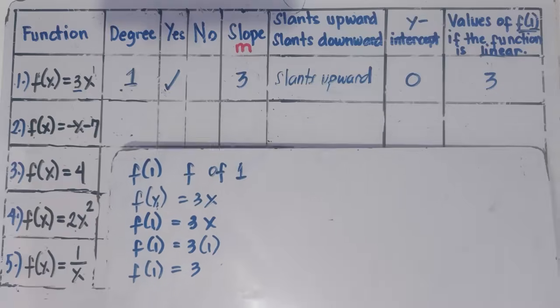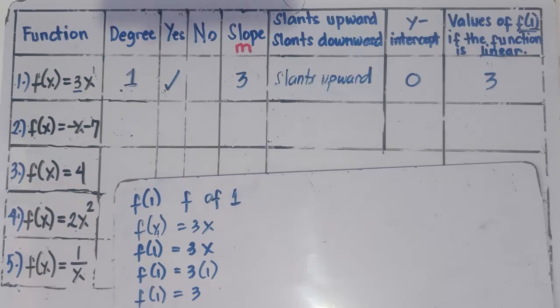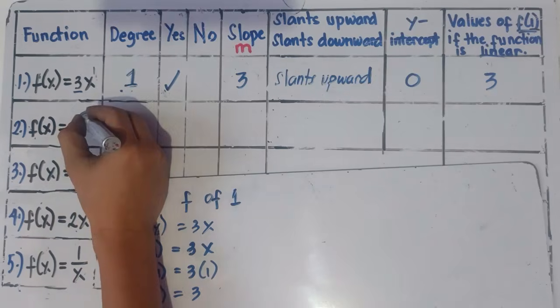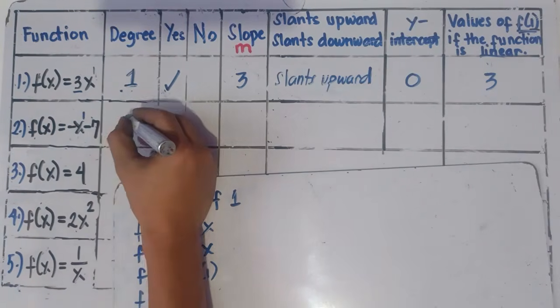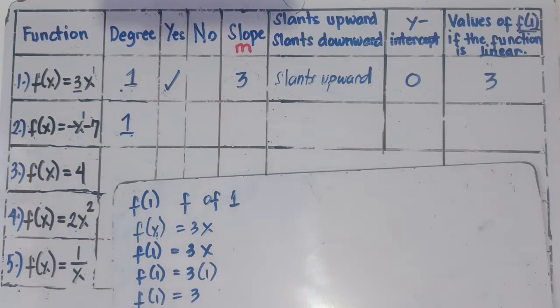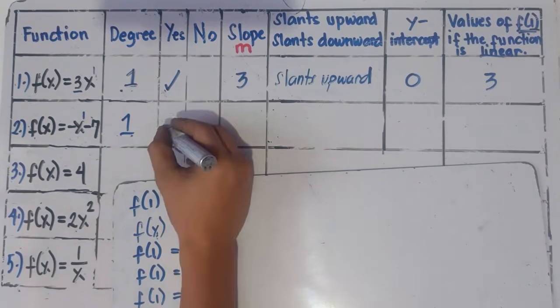Alright, so number 2. F of x is equals to negative x minus 7. What would be the degree? The highest exponent, class, of x. That's correct, that would be 1. So the highest exponent of x, that would be 1. So therefore, the degree is 1. Is this a linear function? Yes, this is a linear function.